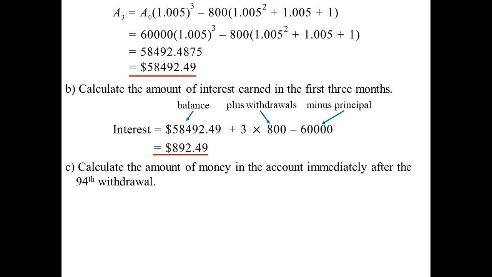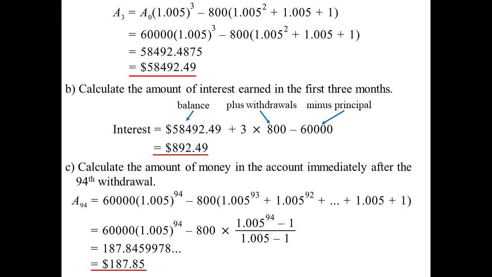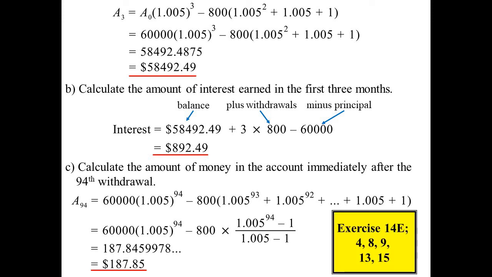So calculate the amount of money in the account immediately after the 94th, rather random number, but anyway, 94th withdrawal. So using that, we'll get A94, and there's our series that we want. Plugging it in, it's just number crunching. A whole $187.85 left. All right.